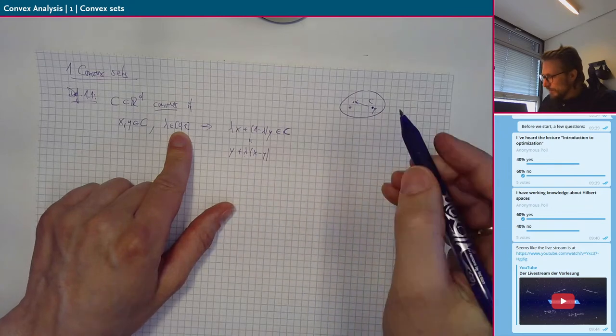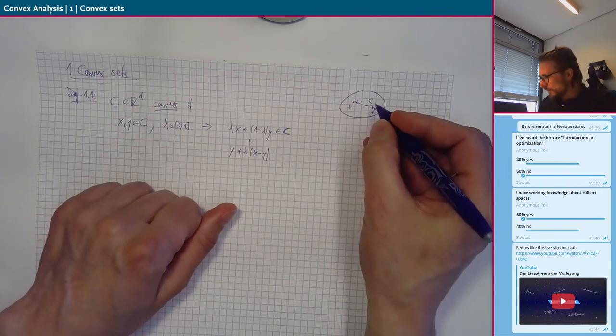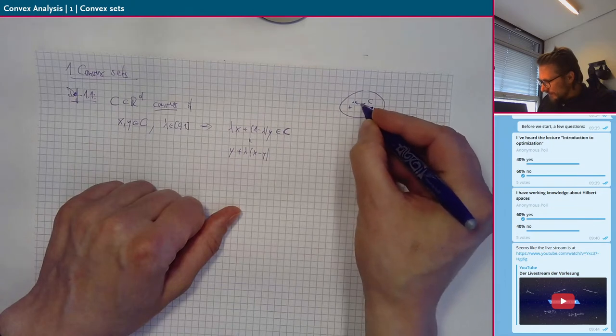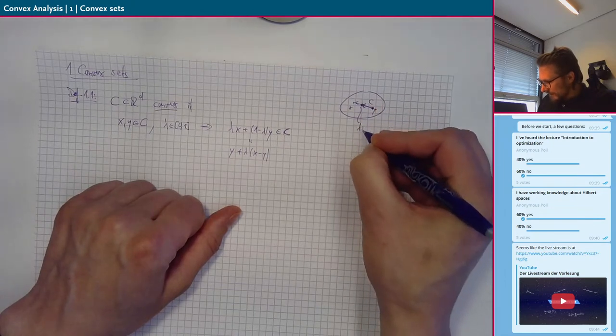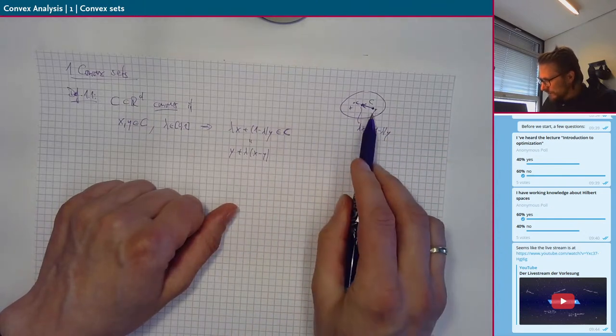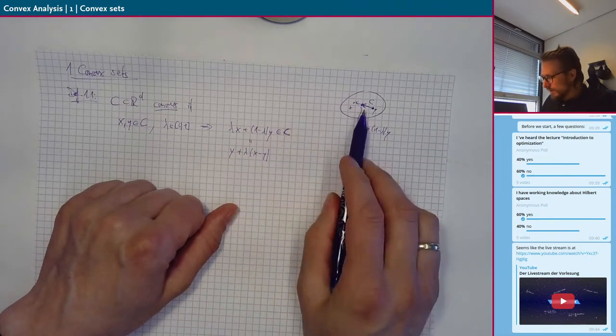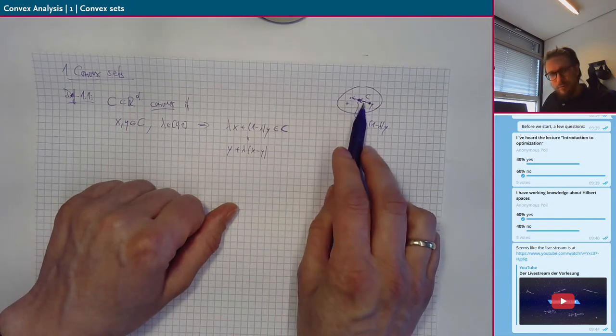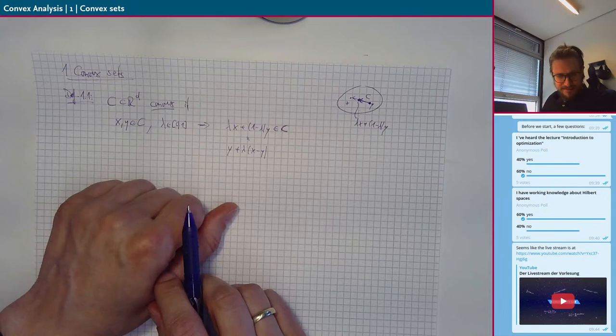So you scale that one. If you, for example, take lambda equals 1/2, you go half the way and you end up here. So this is your lambda x plus (1 minus lambda) y. For lambda equals 0, you get y, for lambda equals 1, you get x, and for lambda in between, you move along the connecting line from y to x. That's as simple as this.